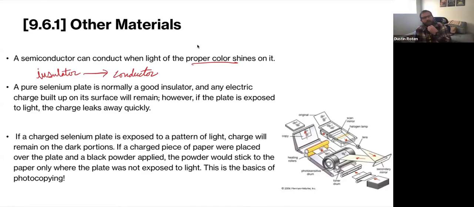But anyways, a selenium plate, or just selenium in general, is actually a good insulator until light is shined on it. So it turns out, as soon as you start applying light to selenium, any charge that it has built up leaks away pretty quickly. So for selenium, it starts as an insulator. Shine some light on it, and then you get a conductor. Really quick. This happens really fast.